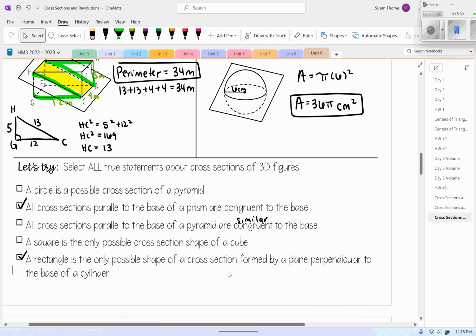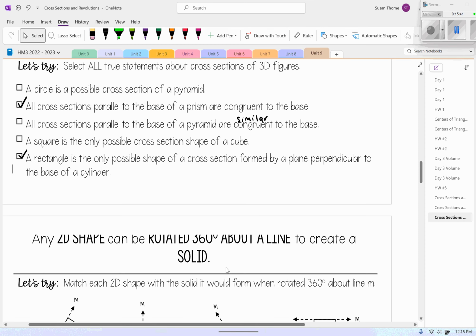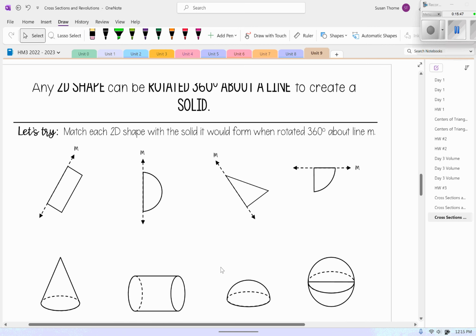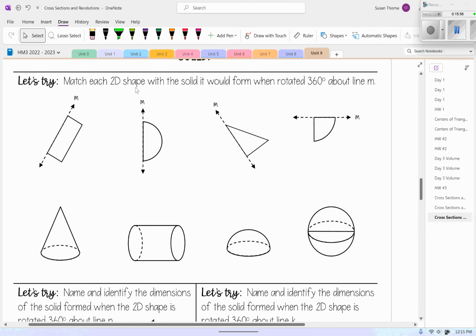Okay. Now we are going to move on to our rotations. Any 2D shape can be rotated 360 degrees about a line to create a solid. Take a moment to pause the video. It says to match each 2D shape up here with the solid it would form when rotated 360 degrees about line M. So you want to match these to these shapes. Take a minute to pause the video and see if you can do that.